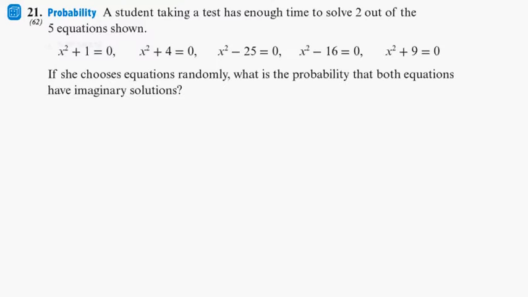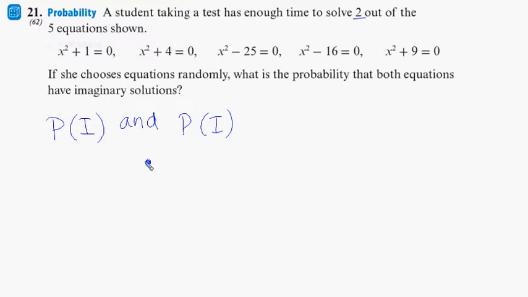The question is asking us to find the probability that both equations have imaginary solutions. So it's two events, right? We've got this one and another one. And remember, when it's "and," like you have one event and another one, that means multiplication. So we have to find the probability of imaginary and the probability of imaginary, which means that we're going to be multiplying here.